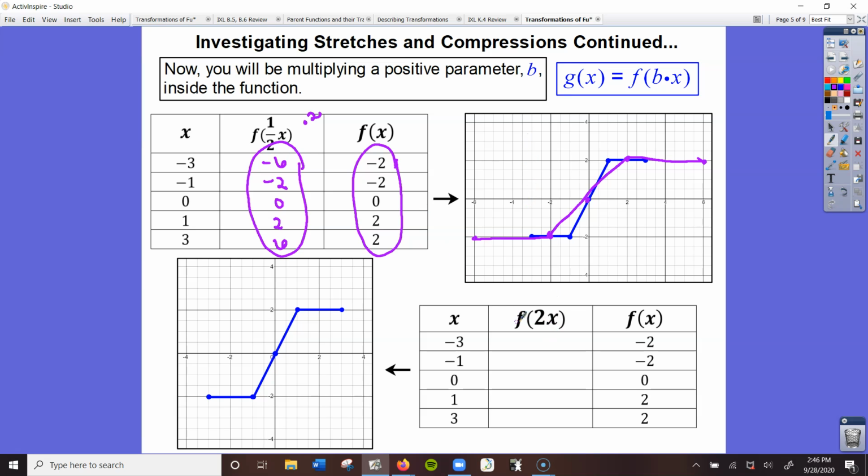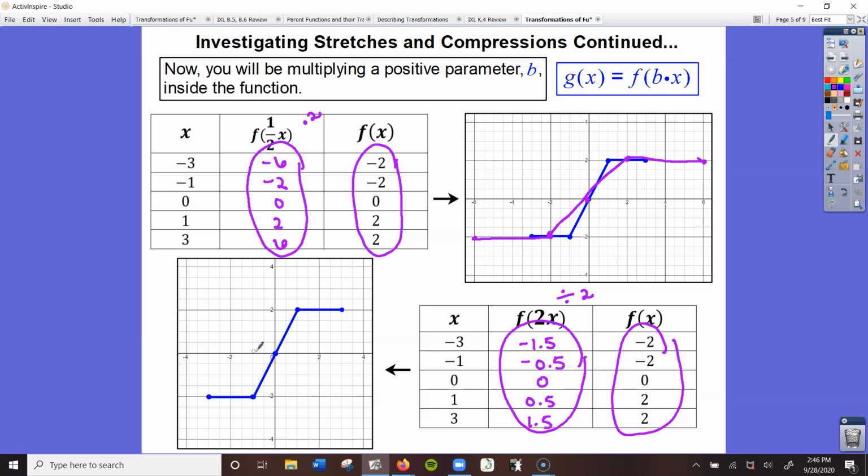Now over here we have f of 2x. So even though in the parentheses it says to multiply the x's by 2, what we're really going to do to those x's is divide them by 2. -3 divided by 2 is -1.5. -1 divided by 2 is -0.5. 0 divided by anything is 0. 1 divided by 2 is 0.5. And 3 divided by 2 is 1.5. So now I'm going to go ahead and graph these new x's with my original y's.